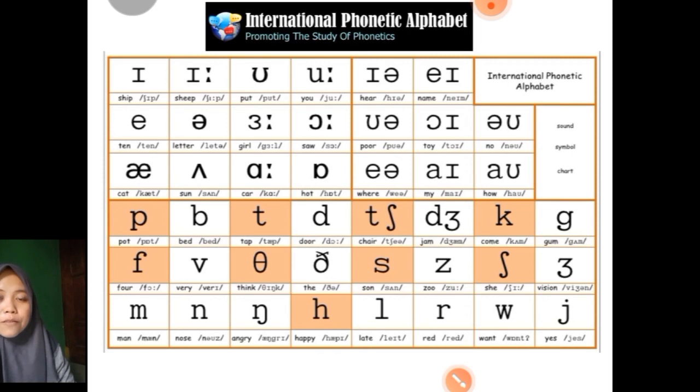And also, consonants are divided into 6 parts. There are stop consonants, fricative consonants, affricate consonants, nasal consonants, lateral consonants, and also median consonants.